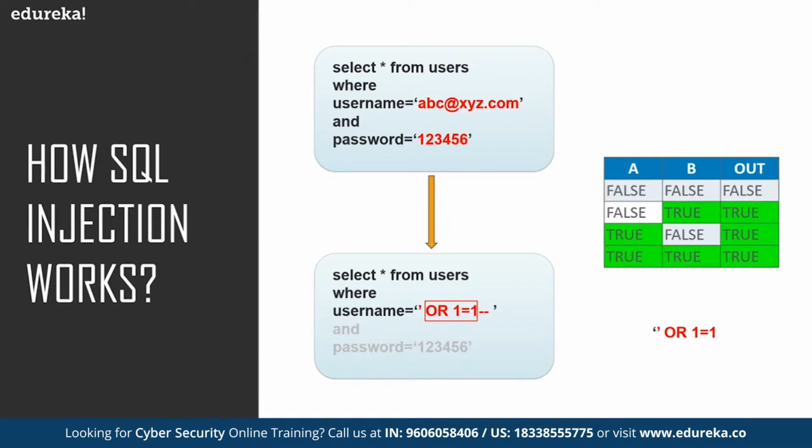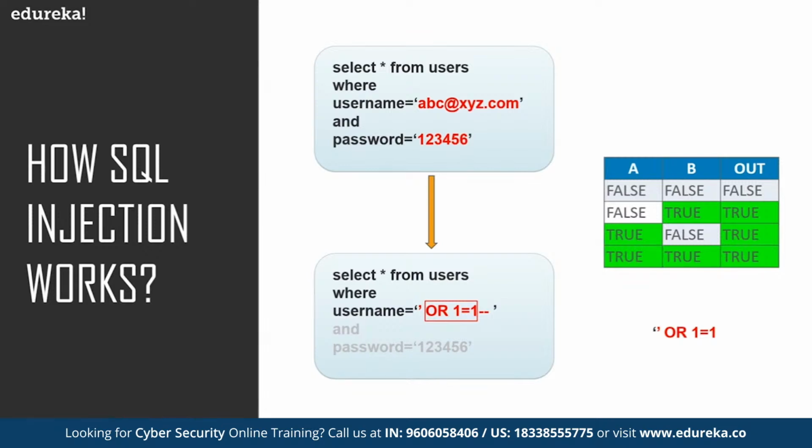Now the first inverted comma is used to close the string parameter. Whenever you give something as an input in the input box of the web application, it is considered a string in most cases, especially for username and password. So the first inverted comma is used to close the string parameter. Then there is the OR function, and after that there is a statement that is 1 equal to 1.